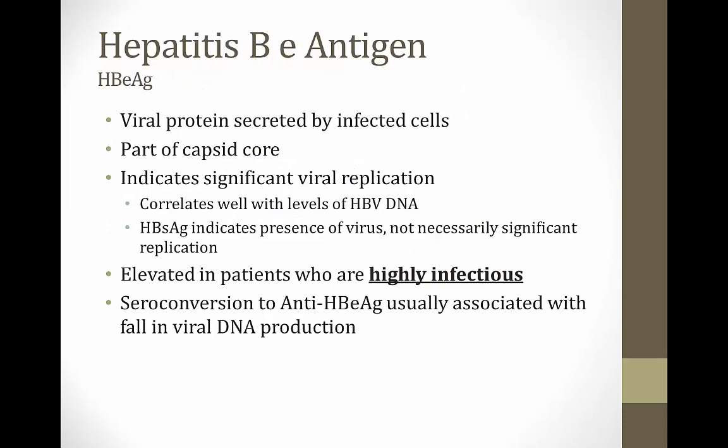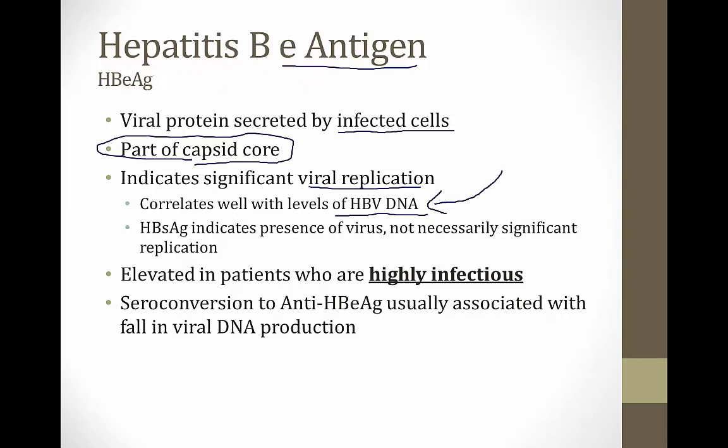The final hepatitis B antigen is called the E antigen. This is a viral protein that is secreted by infected cells and can be detected in the plasma. It's part of the capsid core, and the most important thing to know about the E antigen is that when it is detectable in the serum, it indicates significant viral replication. Elevated levels of the E antigen correlate very well with levels of hepatitis B virus DNA. So when the E antigen is elevated, it means there's lots of DNA and therefore lots of viruses being produced.